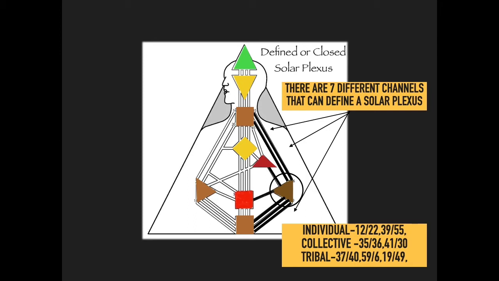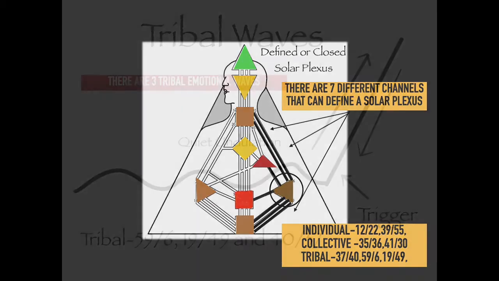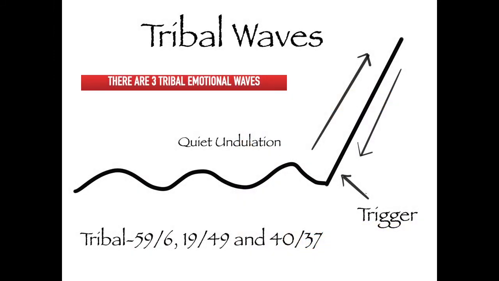To be emotionally defined, you only need to have one channel defined. But in reality, you can have more than one channel defined. In fact, you can have almost all channels defined. And in this way, how you experience emotion is completely unique to your individual body graph. Tribal waves may be considered a quieter wave, since they can simmer in the background until they're activated or triggered. And when they are, they certainly make their presence known.